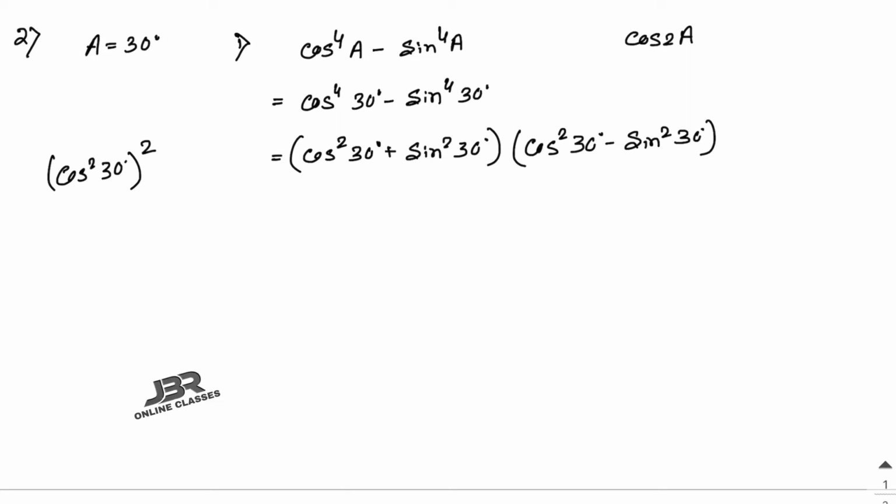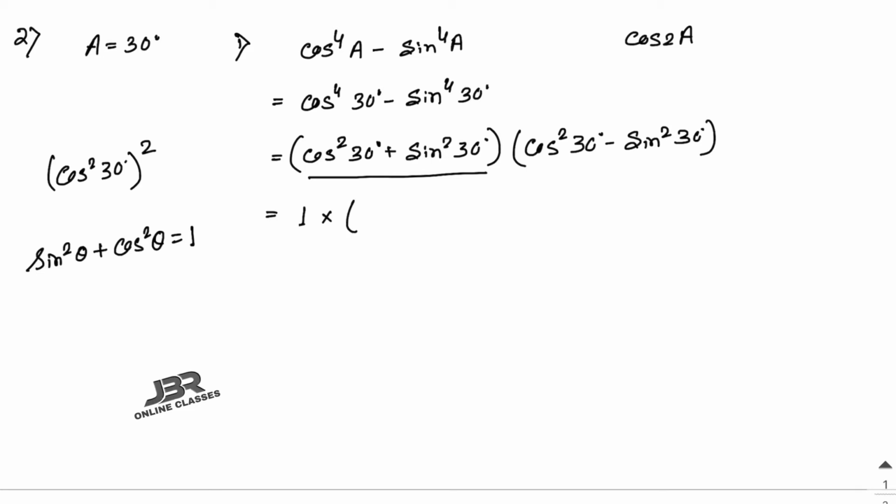That means a square minus b square formula, so a plus b into a minus b. Now here the first one, that means this portion equal to 1, because you know the formula, that is sin square theta plus cos square theta equal to 1. Here the formula. So first one will be 1, and here cos square 30.